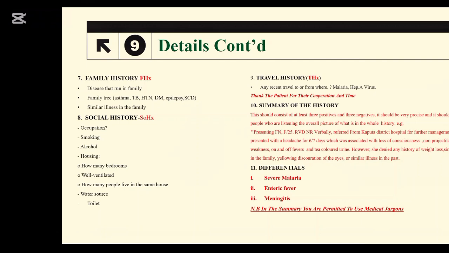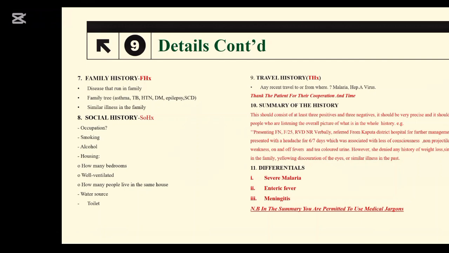It should give the people who are listening to the presentation the overall picture of what is in the whole history. If you give them 3 positives and 3 negatives, the doctor should come up with a diagnosis by virtue of you just giving them those. That is how best the precision can be. So you have to be very precise in terms of what? In terms of giving the summary.